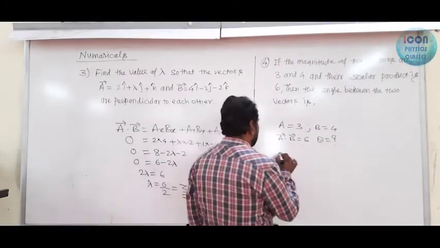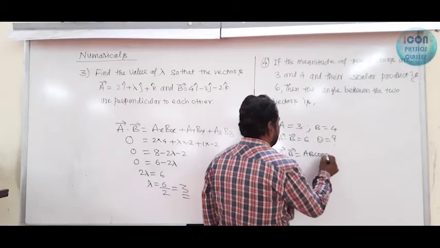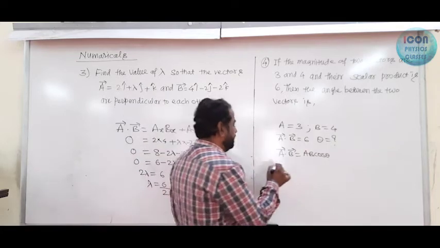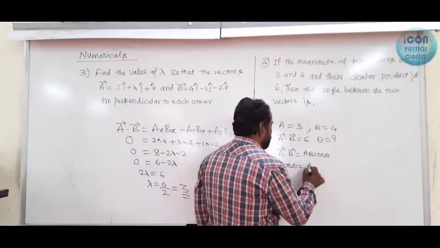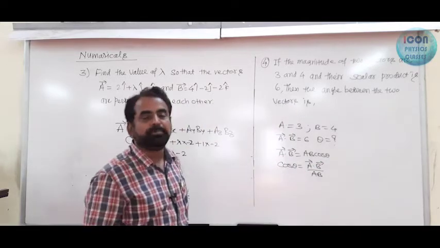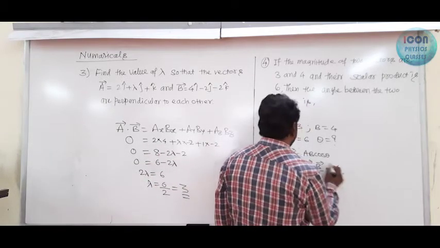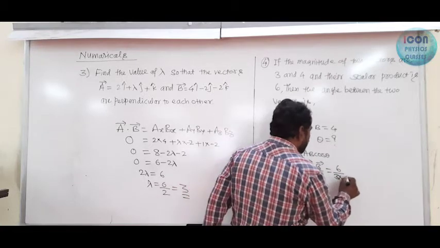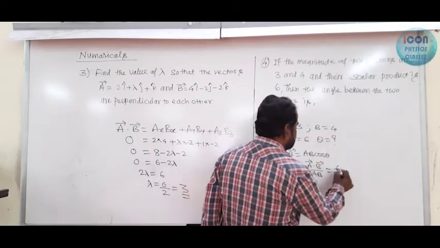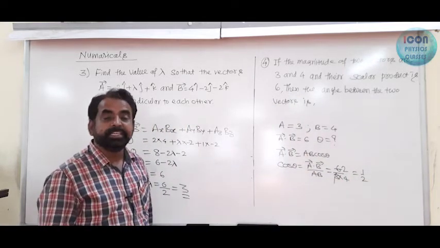Now you take the direct formula: vector A dot B is equal to AB cos theta. So cos theta is equal to vector A dot B divided by AB. What is A dot B? 6. What is the magnitude of A? 3. The magnitude of B? 4. So 3 cancels with 6 giving 2, and that is equal to 1 by 2.